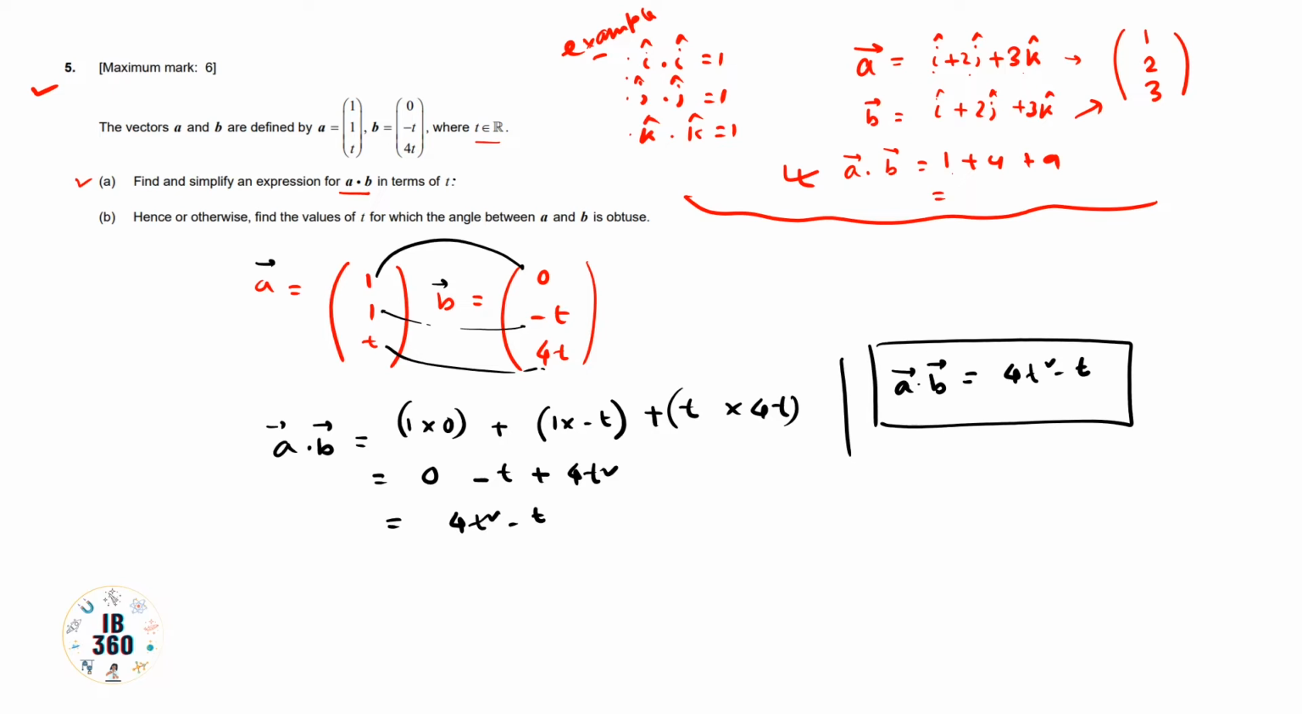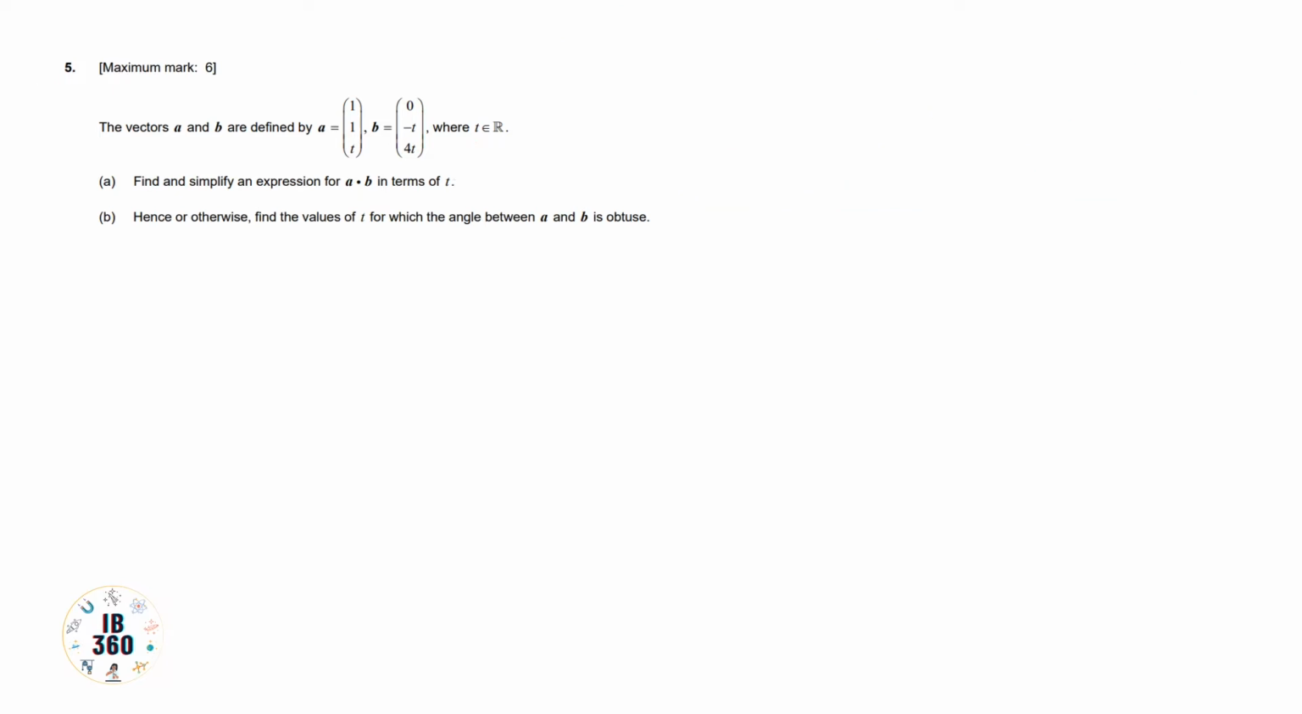Now we will move towards the second part of this problem. Hence or otherwise, find the values of t for which the angle between A and B is obtuse. This thing is very important. The angle between these two vectors is obtuse.